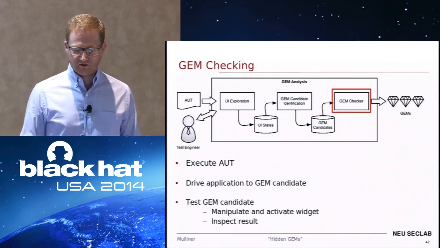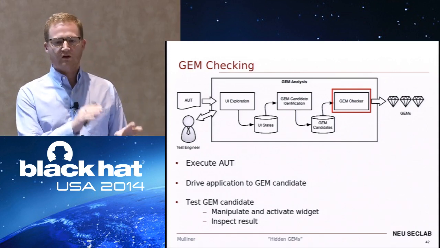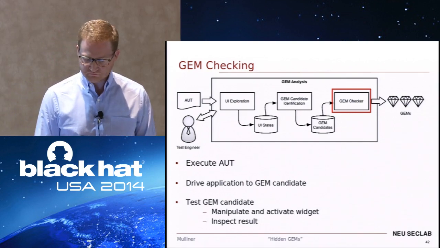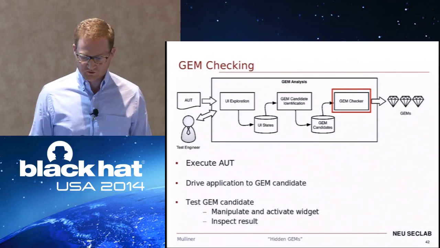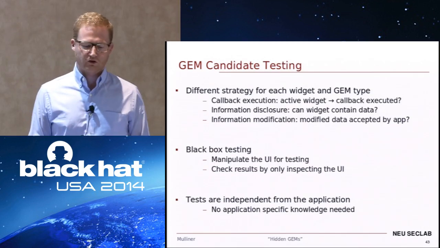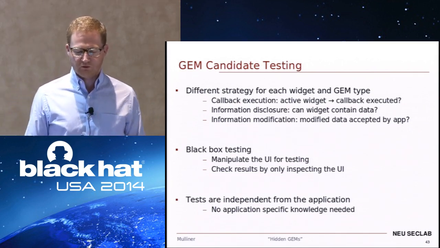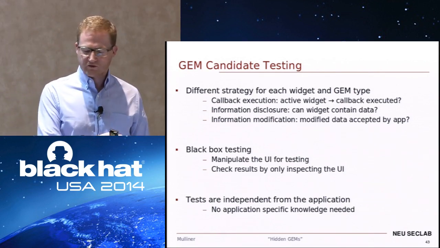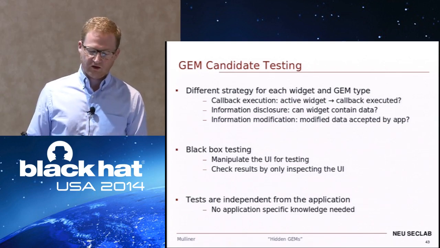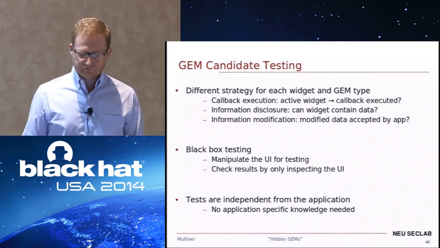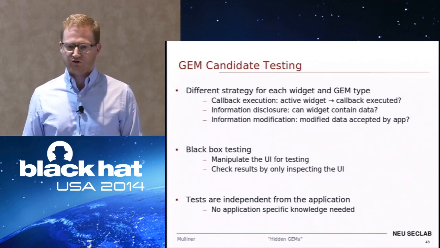And then the checker executes the application for each of those candidates. It drives the application, does all the operations to go to the specific screen, then manipulates the widget, and checks the result. For each of those candidates, we have a different testing strategy. For example, for a button, we ask: is this callback executed? So, is a screen appearing? For information disclosure, we basically ask: can this widget contain data? And then for information modification, we can see if the application accepts the data.